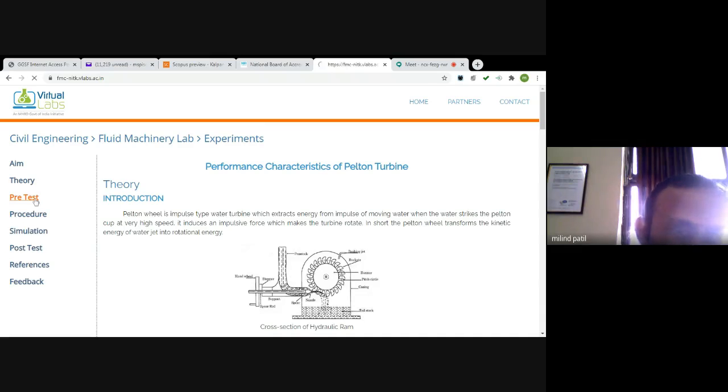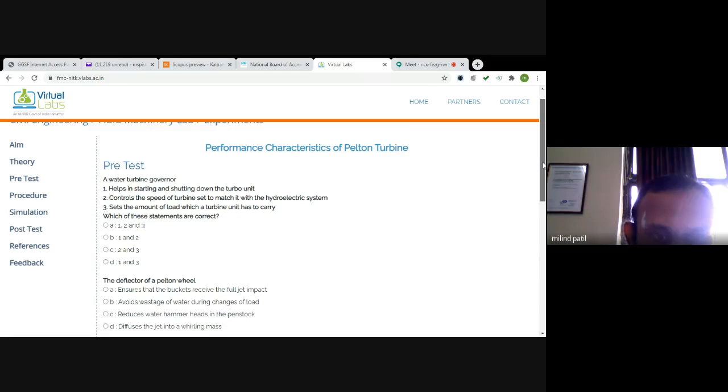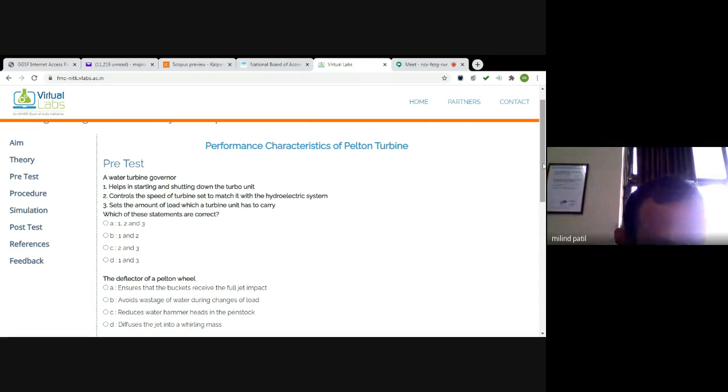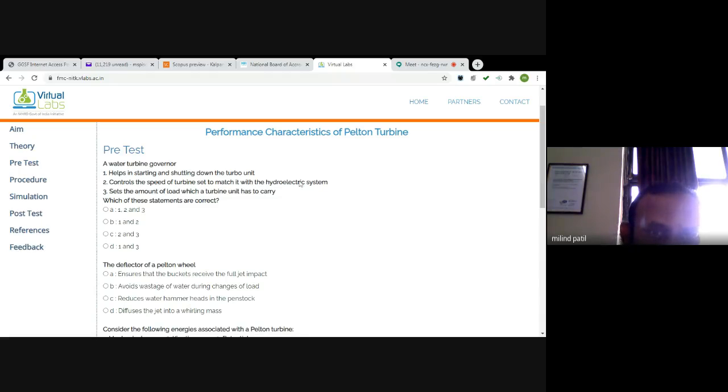Now, before the starting of our Pelton turbine trial, it's a virtual trial obviously, I need to verify, or we must know, some fundamentals. So for this, you must attend this simple test. This test you can conduct at any moment. Right now, I am only explaining what the questions of this test are and what their answers are.